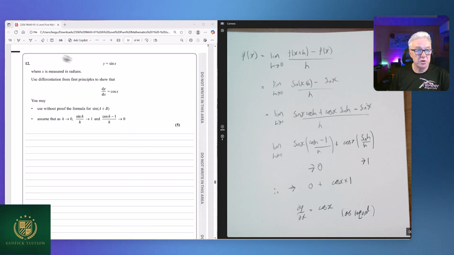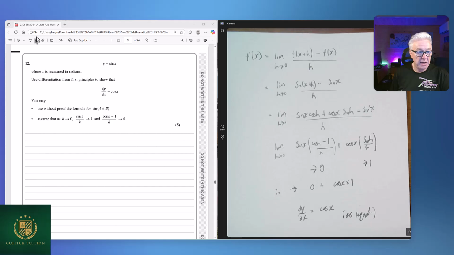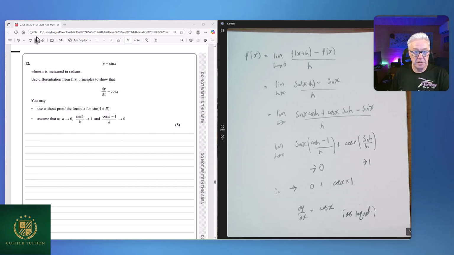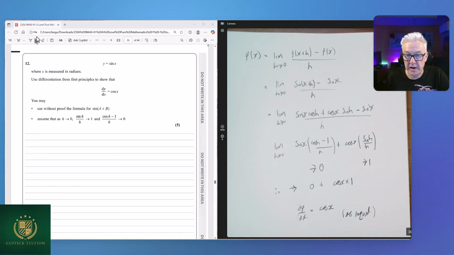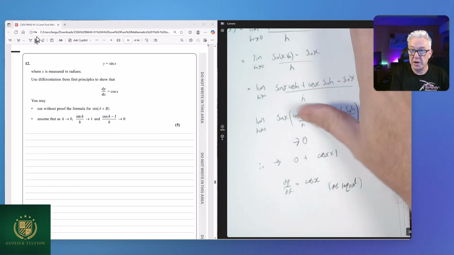Hello everyone, this is question 12 on paper 1 from Edexcel 2023, and we're given that y is equal to sine x, where x is measured in radians. It says use differentiation from first principles to show that dy by dx is equal to cos x. You may use without proof the formula for sine of (a plus b), and you may assume those two facts that are given there. 5 marks, I think that's really quite generous.